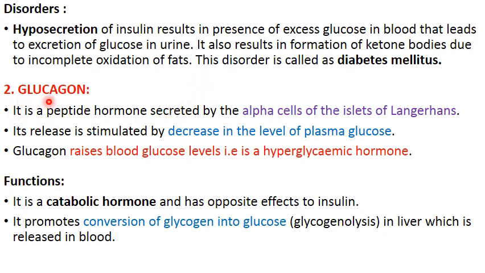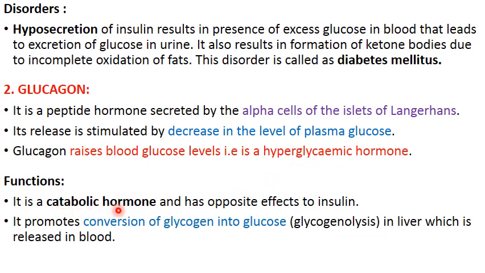Next hormone is glucagon. So what is glucagon? A peptide hormone secreted by the alpha cells of the islets of Langerhans, and its function is opposite to that of insulin. It is stimulated when the level of plasma glucose decreases, when the blood glucose level decreases. Its function is to raise blood glucose levels, so we call it a hyperglycemic hormone. Its function is that of a catabolic hormone.